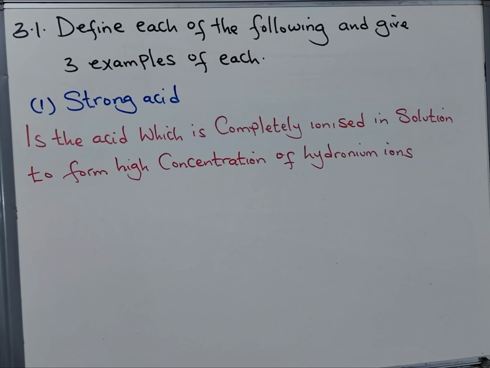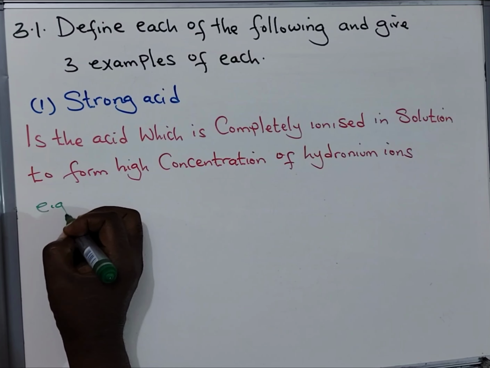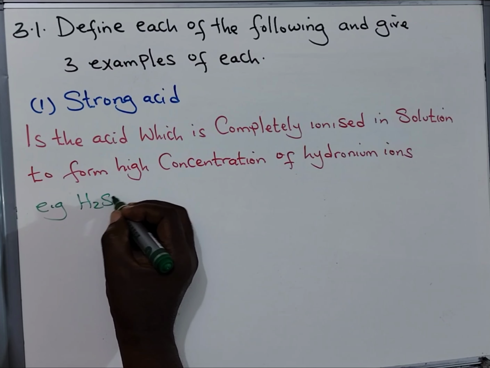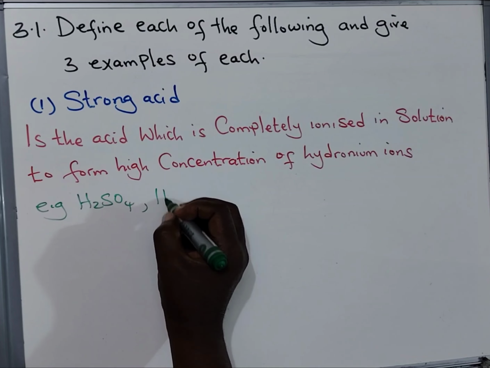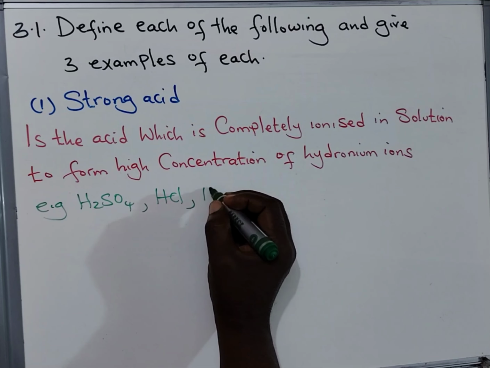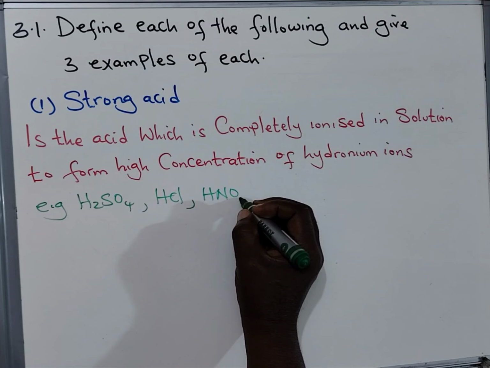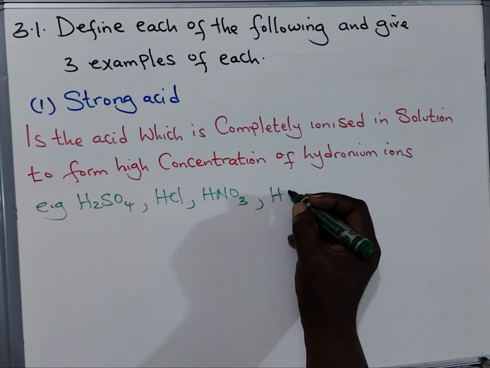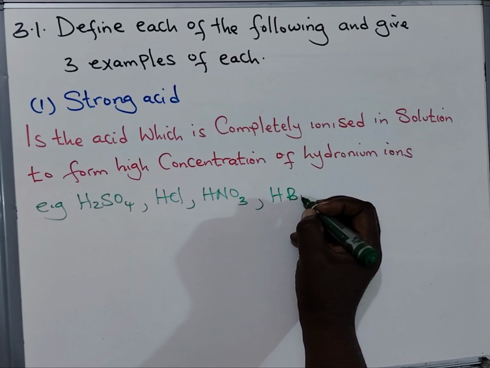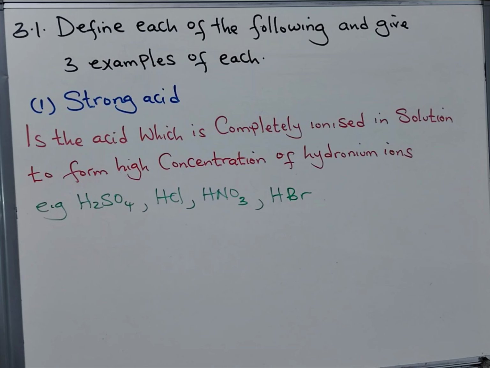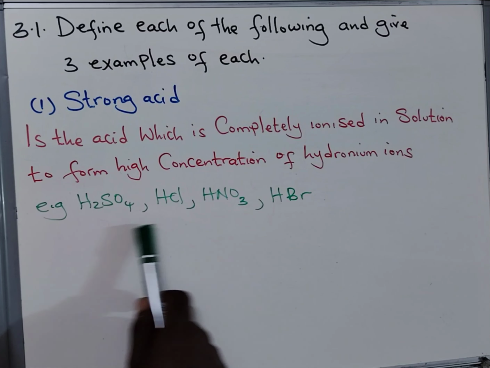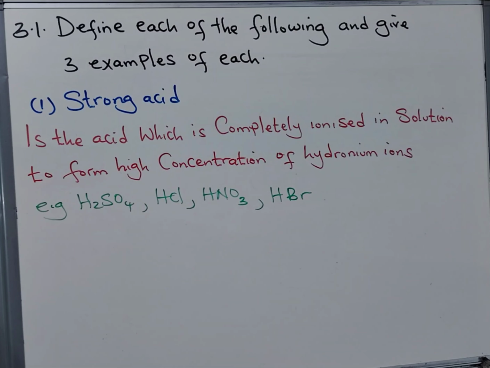And the examples are, let us start with the 3 mineral acids, which are sulfuric acid, hydrochloric acid, and nitric acid. All these ones are strong. Then you can have hydrogen iodide or hydrogen bromide. Those are examples of strong acids. But I want the emphasis for this level to be on these 3 mineral acids. They're going to play a very important role in other chapters which are going to come.